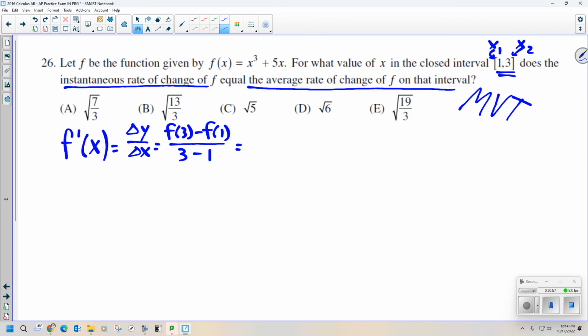Okay, now keep in mind, no calculator. This is very, very doable. Okay, notice there's a square root symbol in all my answers, so I'm probably going to have a square root in my work here.